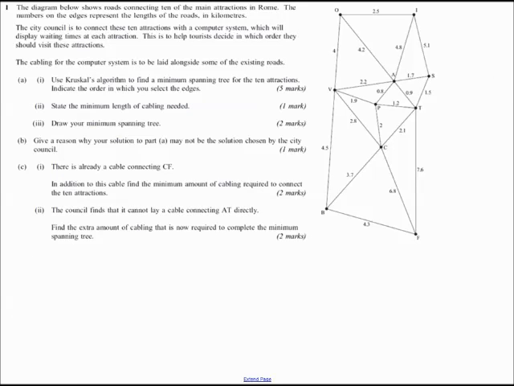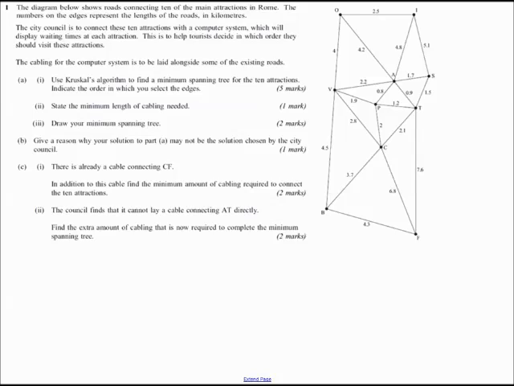So what we have here is a question from a non-pilot use of maths paper. We have a network which shows some of the roads connecting 10 of the main attractions in Rome. The numbers on the edges represent the lengths of the roads in kilometers because it's in Europe. The city council is to connect these 10 attractions with a computer system which will display waiting times at each attraction. This is to help tourists decide in which order they should visit these attractions. The cabling for the computer system is to be laid alongside some of the existing roads.